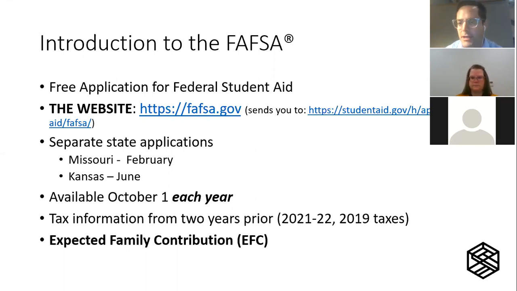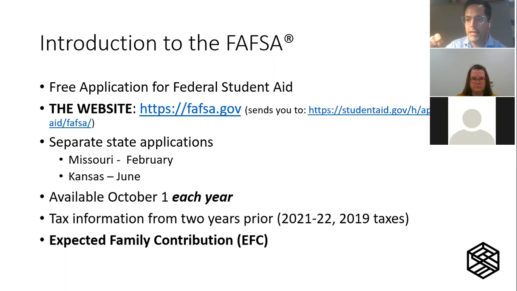Generally, I put what Missouri and Kansas are. They haven't published the new dates yet, but generally Missouri wants you to have it filled out by about February, Kansas by about June, okay? So you have some time for the state, and if you're filling it out in October or November or December, you're going to be meeting these deadlines. It's available October 1 every year for the coming year, and you do need to fill it out every year, generally speaking. And most schools will require this.